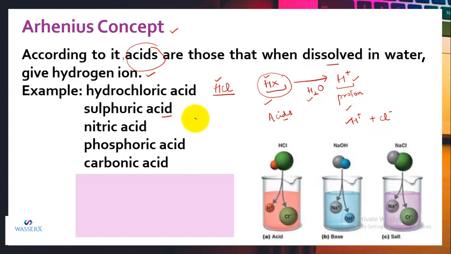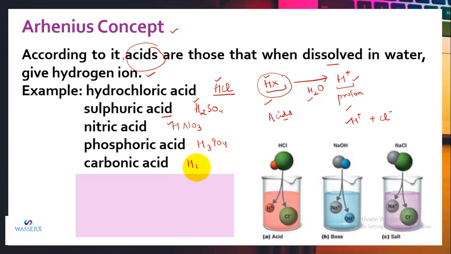Similarly, we have an example of sulfuric acid. We know that the formula for sulfuric acid is H2SO4. It also possesses H, so that means it will also produce hydrogen ion when dissolved in water. So it is also an acid. Similarly, we have nitric acid. The formula for nitric acid is HNO3. Again, according to Arrhenius, it is an acid. Phosphoric acid's formula is H3PO4. So this is also an Arrhenius acid.